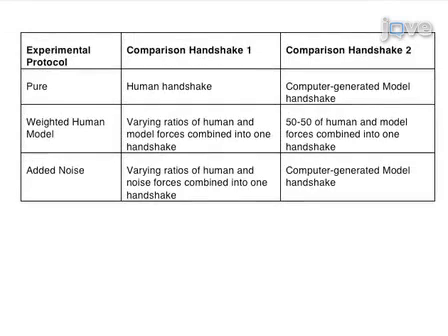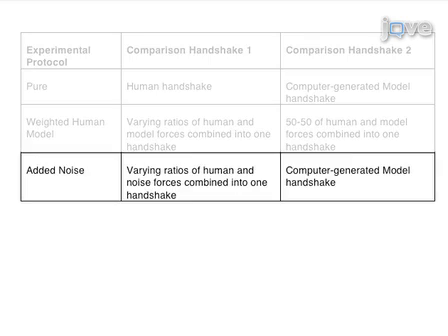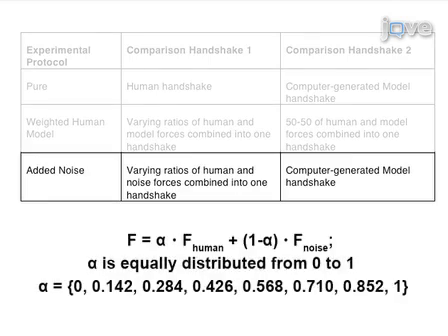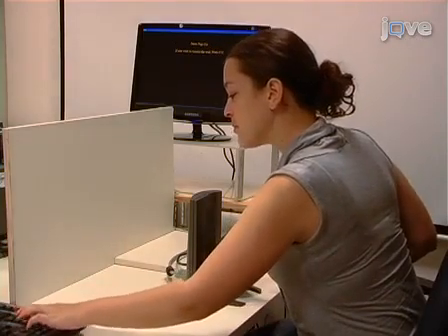The final protocol compares a model handshake to a part human, part random noise handshake. In this protocol, the stimulus handshake is a computer-generated handshake based on a model. The other handshake, the reference handshake, is a force generated from various combinations of the human handshake and white noise, with maximum absolute force of 2N, filtered using the low-pass Butterworth filter of order 5 at a maximum frequency of 2 over pi.